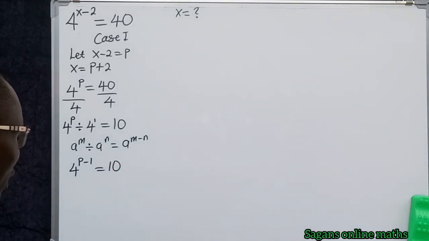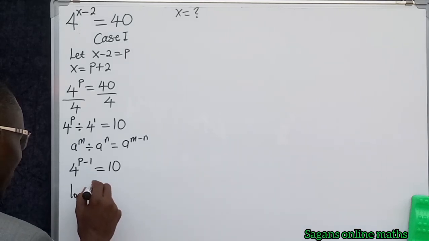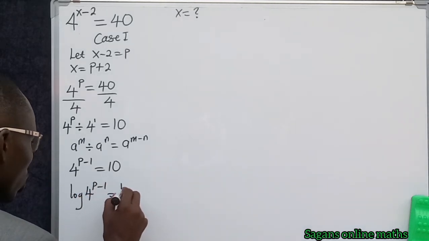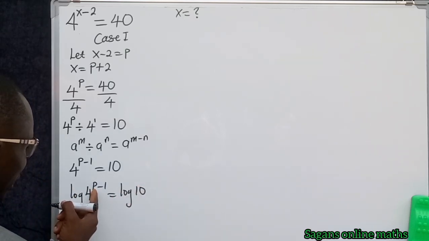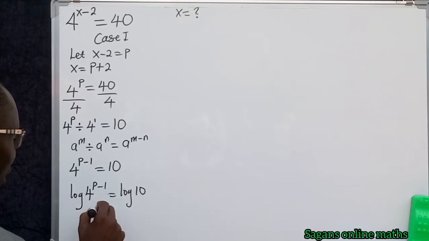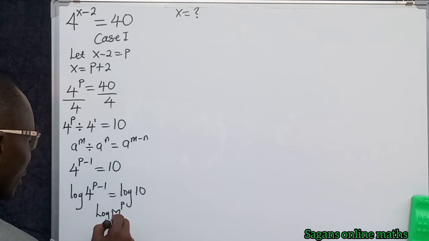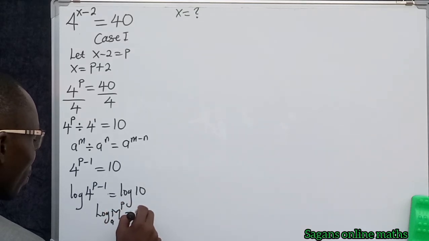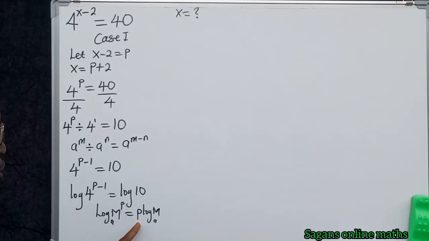At this point, what you're going to do is take the logarithm of both sides. So log 4 to the power of P minus 1 is equal to log 10. Now, the exponent here is P minus 1. We can bring it down by obeying the property of logarithms that log of m to the power of P base a is equal to P multiplied by log m base a.